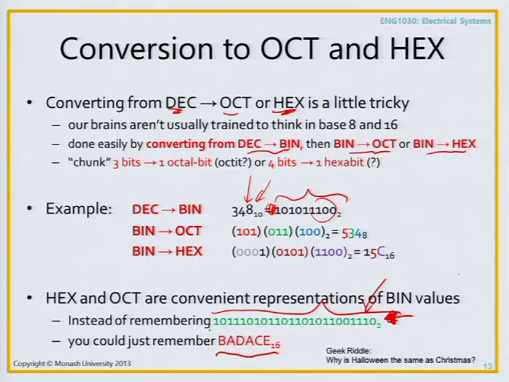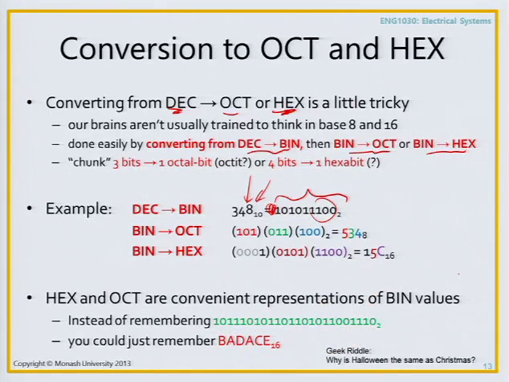Okay, so if I chunked all these into little 4-bit sections and converted to hexadecimal, it would give me something that I could very easily remember. Bad ace, okay? Very good multi-choice thing to put in when you don't know what you're doing.